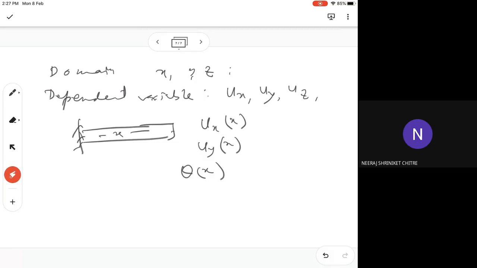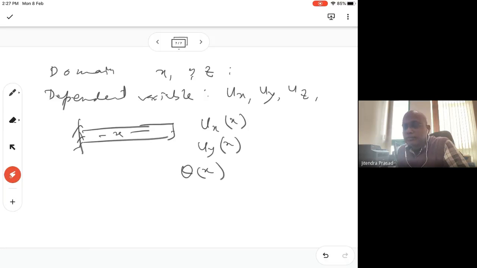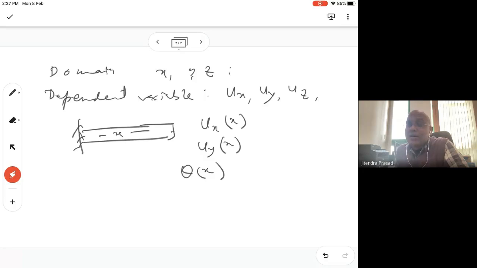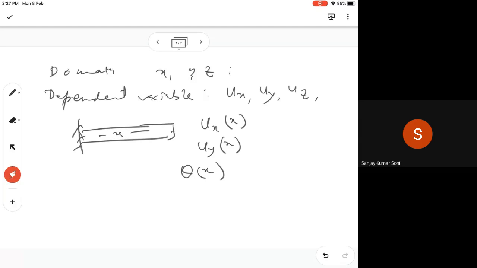Sir, you mentioned that in case of bending we will have 2 degrees of freedom, up and down. Yes, up and down, and bending means twisting, the angle. Okay, an angle. And for axial loading, it will be only in one direction. Right. Okay. Thanks, sir.